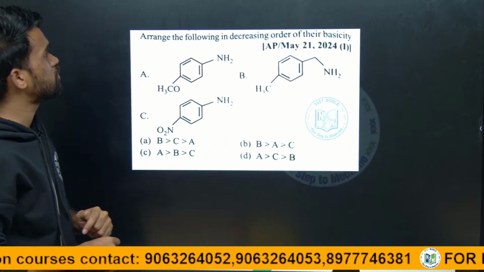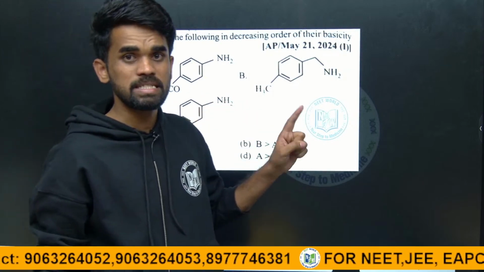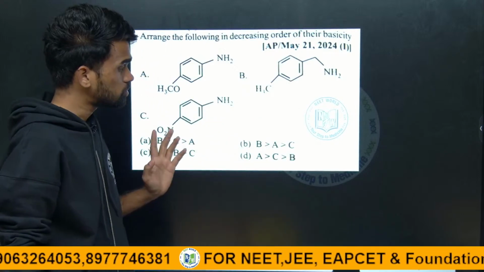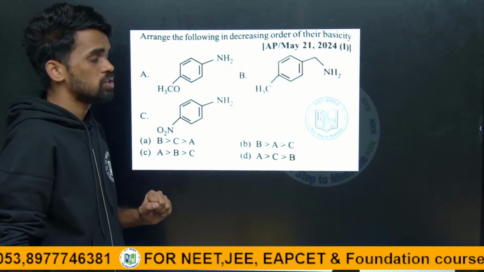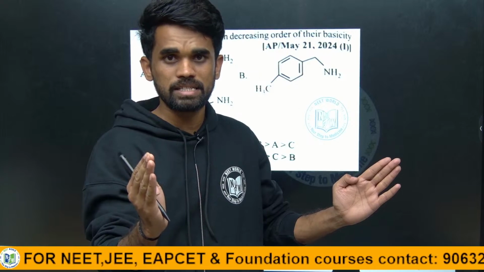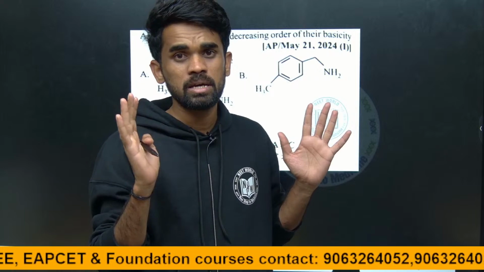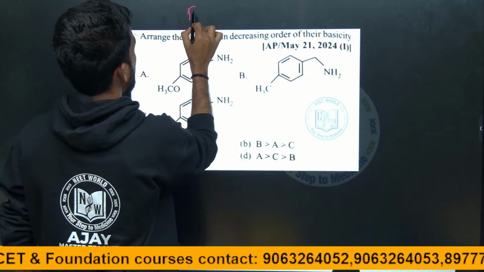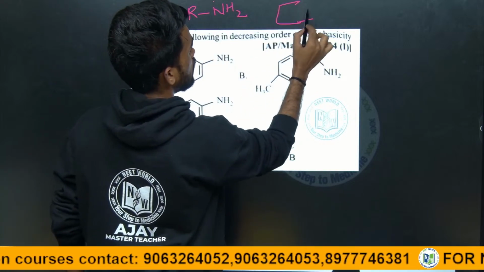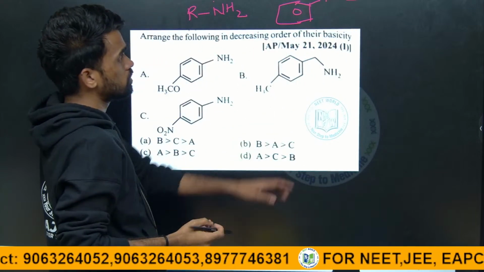So arrange the following in decreasing order of their basicity. Already we discussed the basic nature of amines in our mesomeric effect concept. So here, look, out of A, B, C, if there is any comparison between aromatic amines and aliphatic amines, always remember aliphatic amines are more basic than aromatic amines, because, so here let us write RNH2, consider it as an aliphatic amine, and here I am writing aniline for our understanding. So this is an aromatic amine.